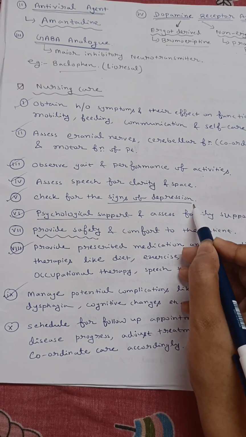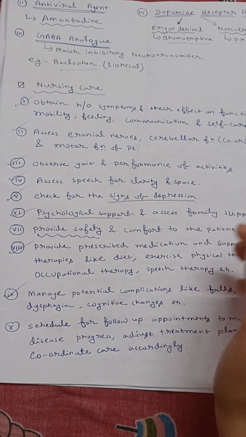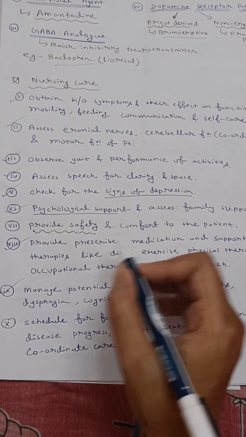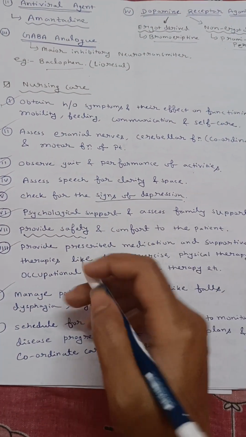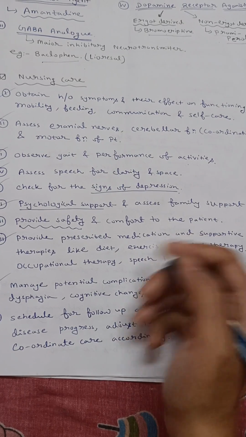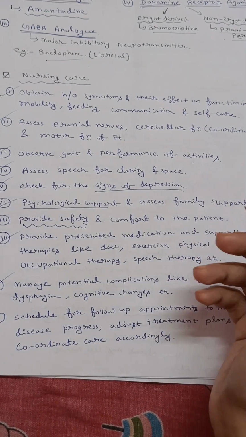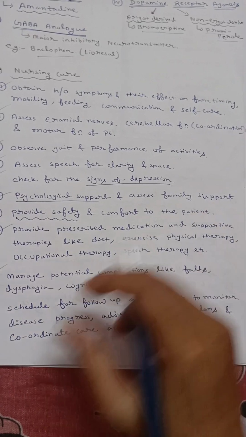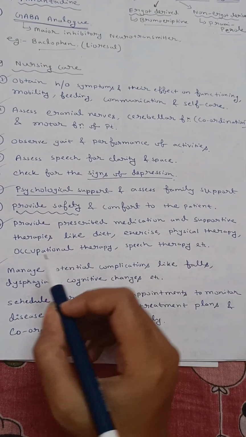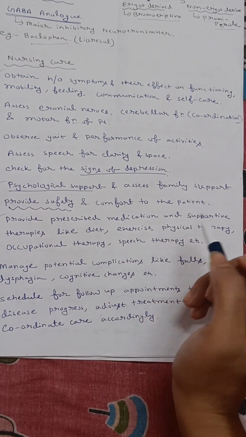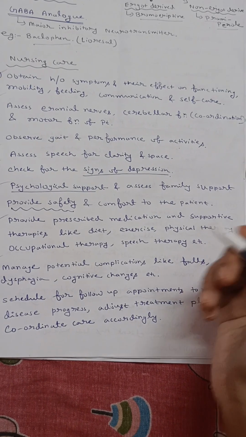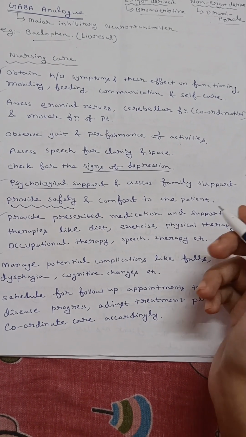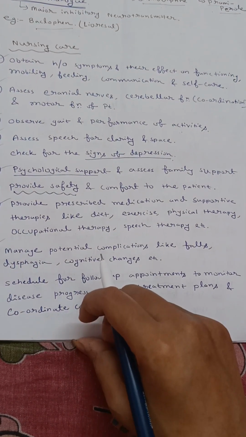As this disease mainly occurs in old age patients, there is a major chance of the patient becoming more and more depressed. So provide psychological support as needed, and also provide safety measures for the patient. Also provide the prescribed medication on time, and plan for a nutritious diet, range of motion activities, physical therapy, occupational therapy, speech therapy for the patient, and manage all the complications of the patient, like the potential complications of fall, dysphagia, cognitive changes, etc.